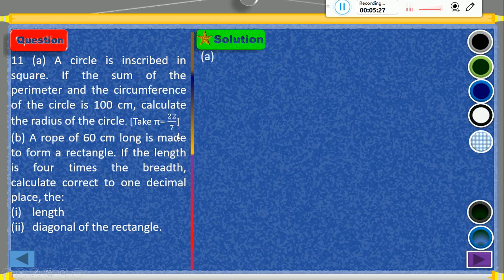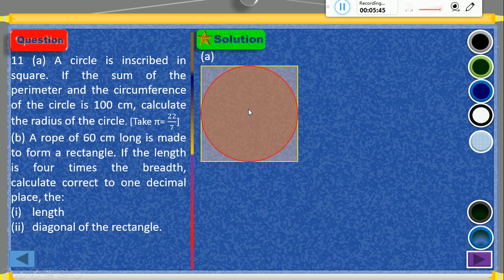Question number 11. A circle is inscribed in a square. If the sum of the perimeter and the circumference of the circle is 100 centimeters, calculate the radius of the circle. So now we are going to carry out the solution, solve the problem now.